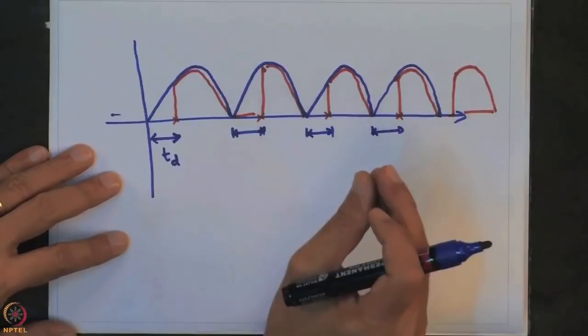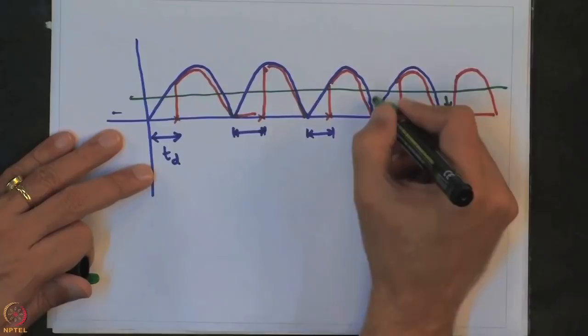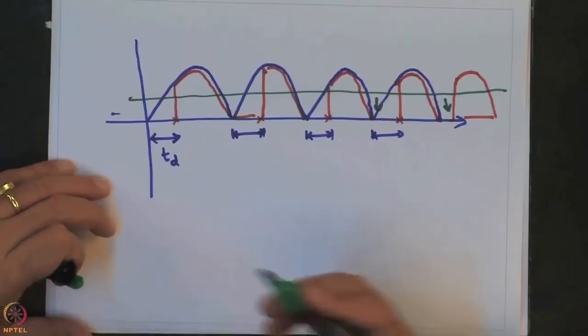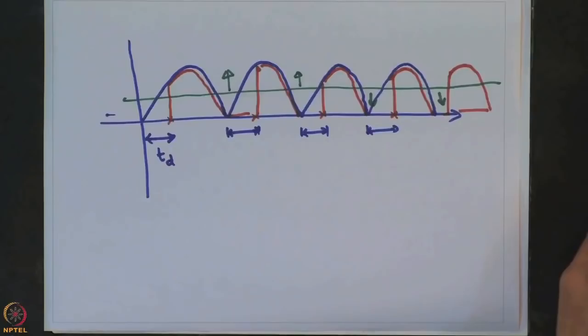which means that the net DC voltage will keep coming down as you increase the value of TD. On the other hand, if you decrease the value of TD, you will find that this value goes up. So we can conclude that by suitably adjusting this delay time, or the control pulses applied to these controllable devices, I can control the output voltage. Or in other words, I can regulate the voltage across terminals X and Y.